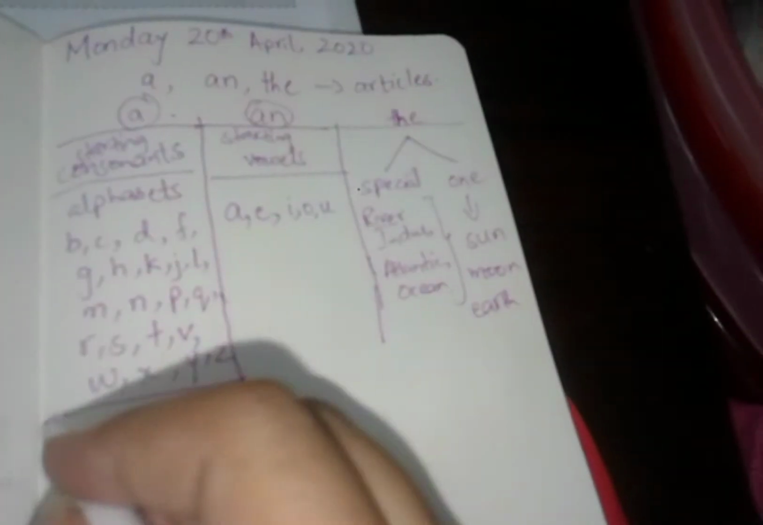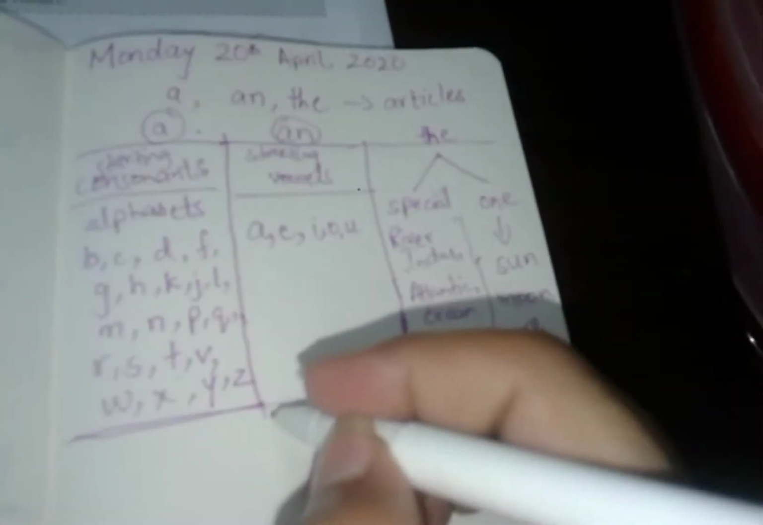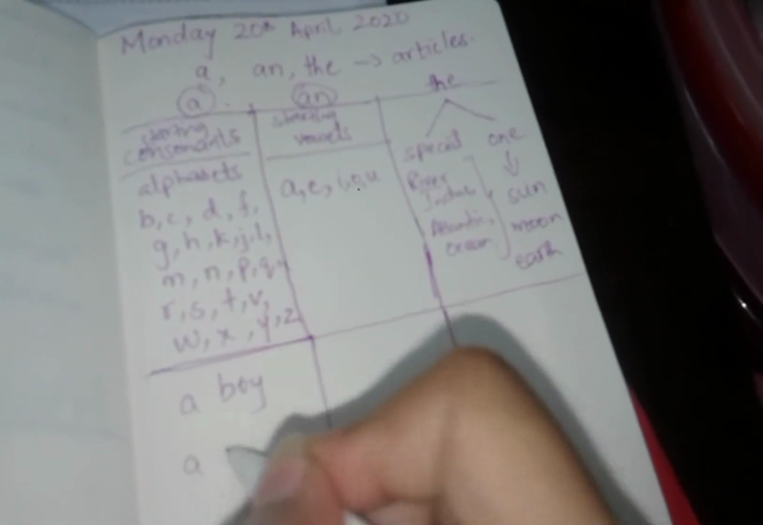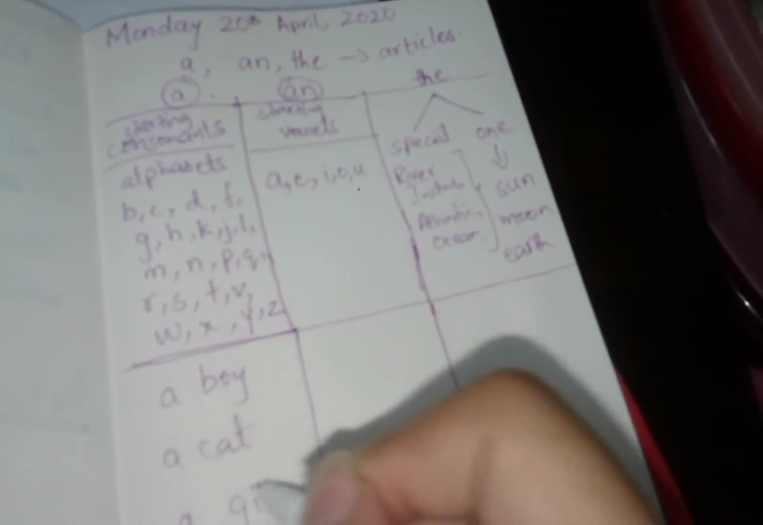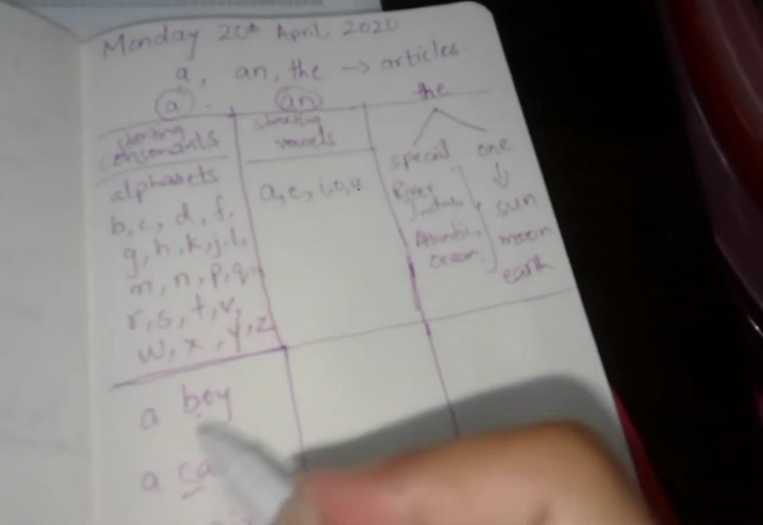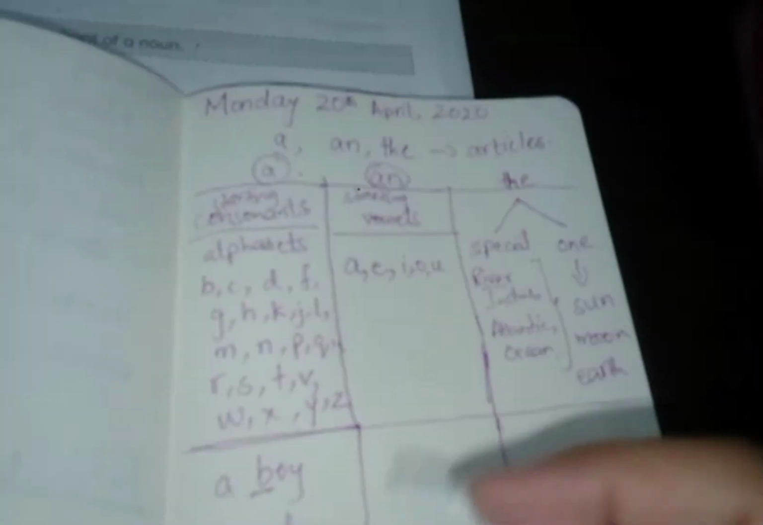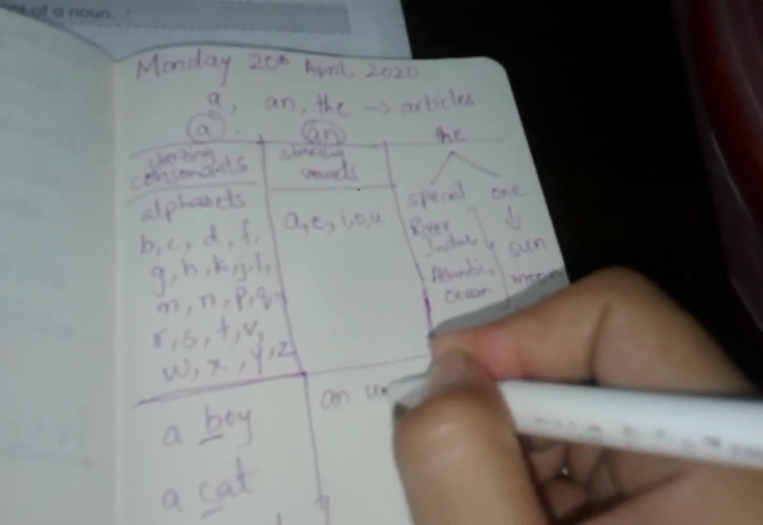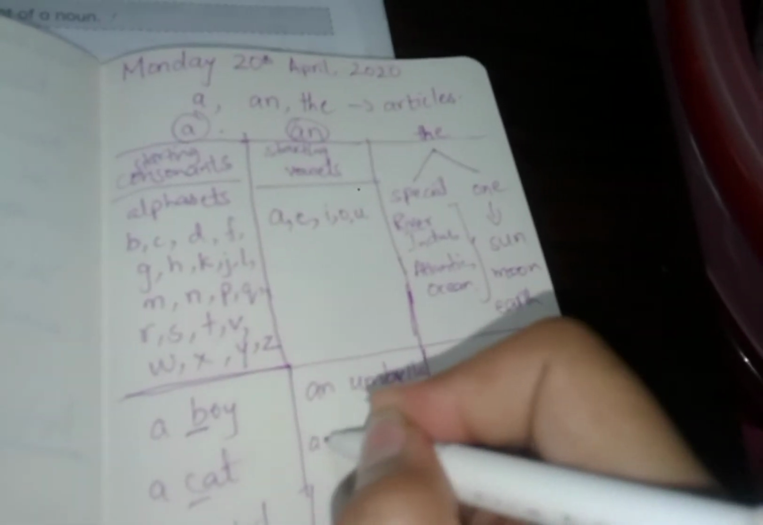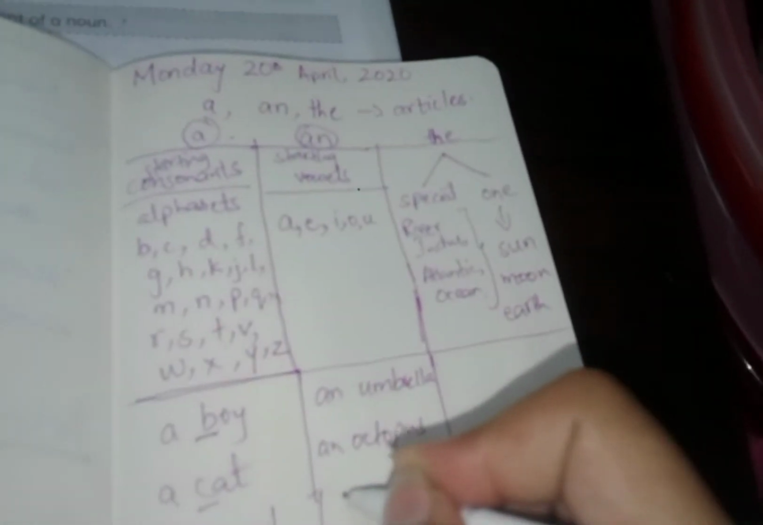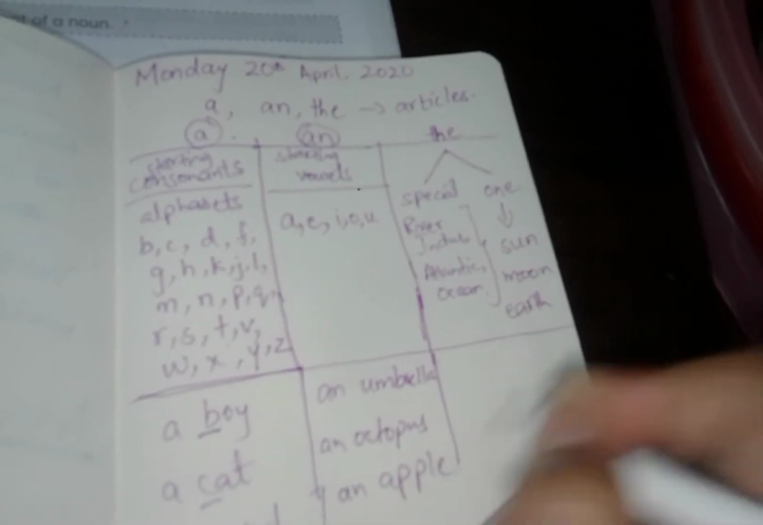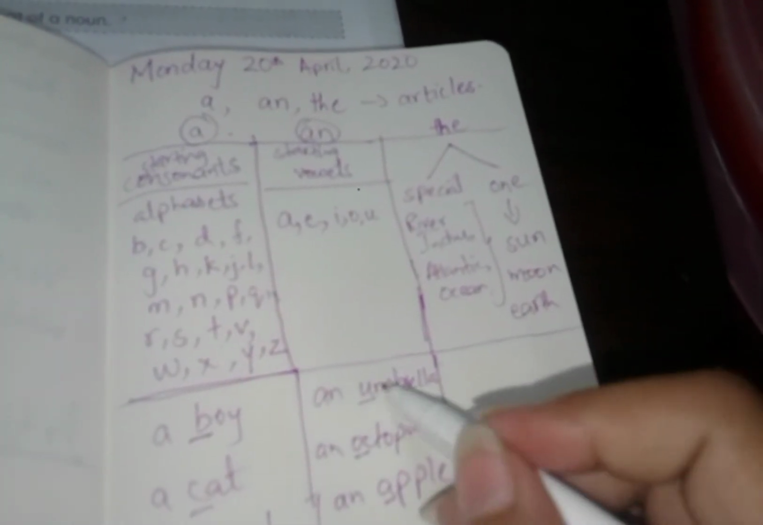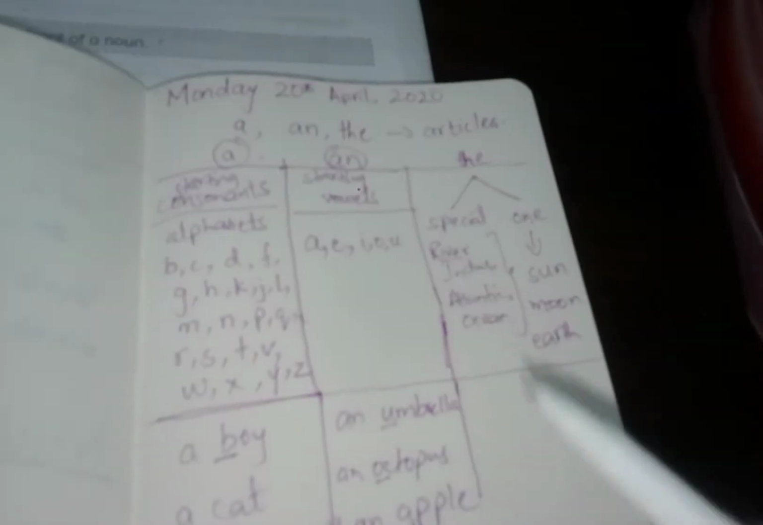Get it? Now I'll give you an example of all the three articles, how they're used with nouns. For example, a is used like a boy, a cat, a girl. Now see, B, C, G, all these nouns are starting with consonants. So that's why article a is used. Now in this case, an umbrella, an octopus, an apple. Now you can see the starting letter of these nouns are vowels. So that's why we're using an with these vowels.